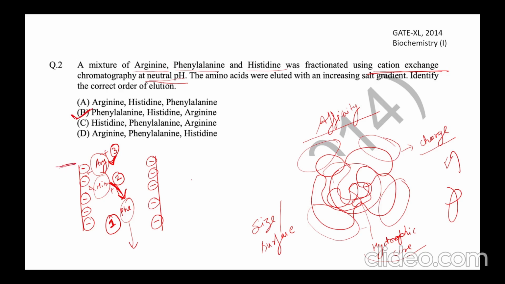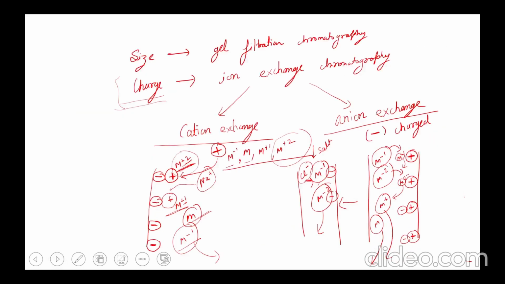Arginine, being a highly positive amino acid, having the guanidine group in it and a higher pKa value, is stable in the positive form at neutral pH. Okay, so this is the answer for this question.